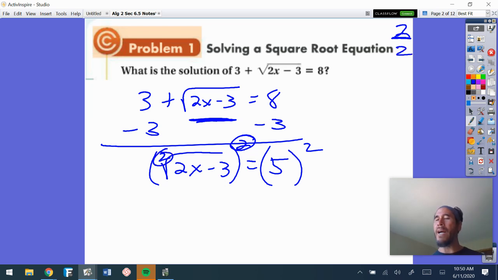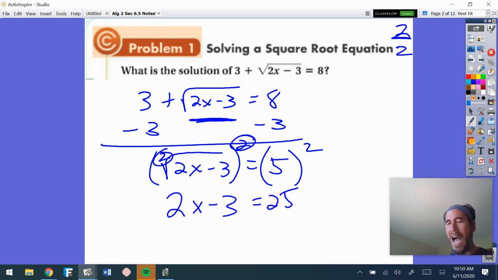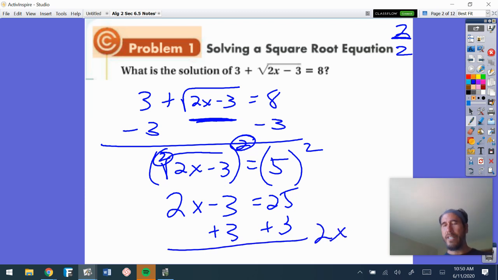And what's 2 divided by 2, class? It's 1, right? Which gets rid of the radical, and I end up with just 2x minus 3 to the first power, which we don't ever write. Then we get equals 25. Then we add 3, and we get 2x equals 28. We divide by 2, and I get x equals 14.